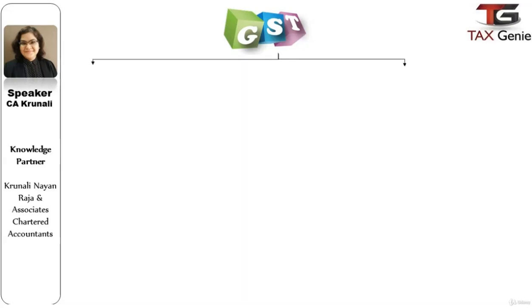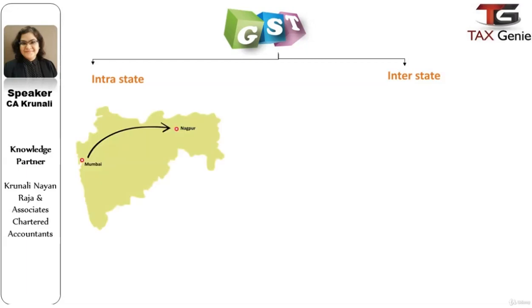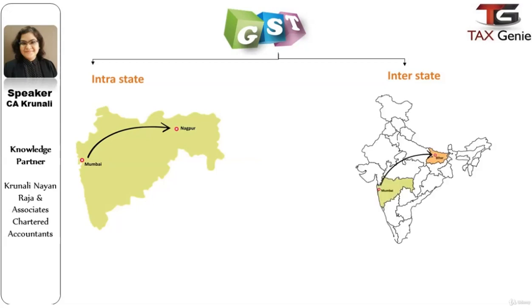So what do we mean by interstate and intrastate transaction? Intrastate transaction is a transaction wherein it happens in the same state. For instance, there is sale of goods from Mumbai to Nagpur. This would be considered as intrastate transaction since both the parties involved are in the same state, that is Maharashtra.